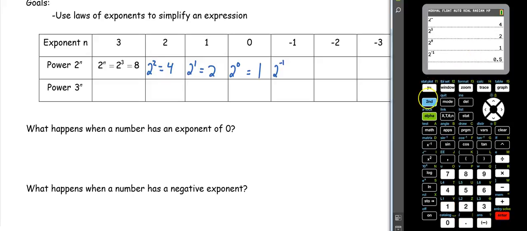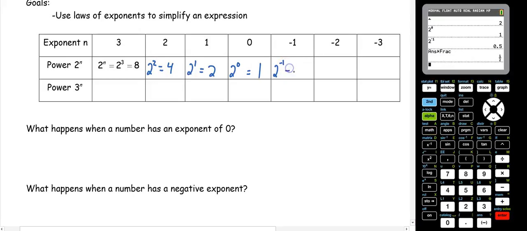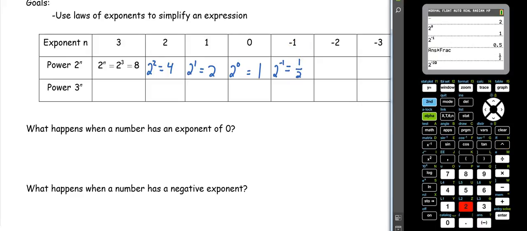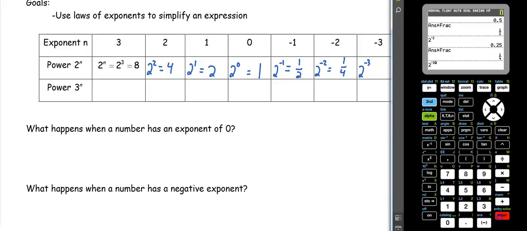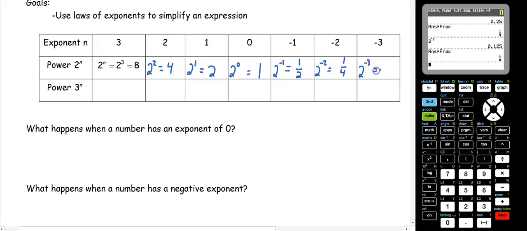That gives us a decimal, so we're going to hit math, enter, enter, and that gives us a fraction of 1 over 2. 2 to the power of negative 2 also gives us a decimal, so we're going to hit math, enter, enter to get our fraction. So 2 to the negative 2 is 1/4. And we're going to do it one more time with 2 to the negative third. So 2 caret negative 3, math, enter, enter, and we get 1/8.